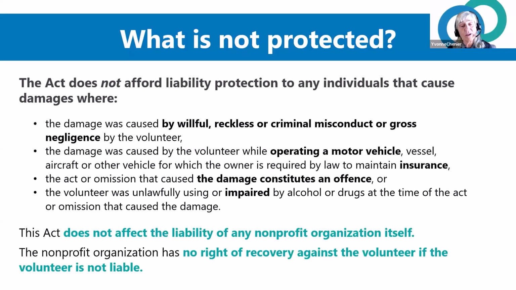If you are operating a motor vehicle when you're a volunteer and something goes wrong, that's not going to get you out of liability, because you're expected, of course, to have other insurance, your own car insurance, to do that. If it constitutes an offense, so if you're doing something illegal, like a Criminal Code offense or even a provincial offense or some other offense, think about maybe the Occupational Health and Safety Act offense, then you're not going to be protected. And if you're impaired, of course, no protection will be availed to you as a volunteer.